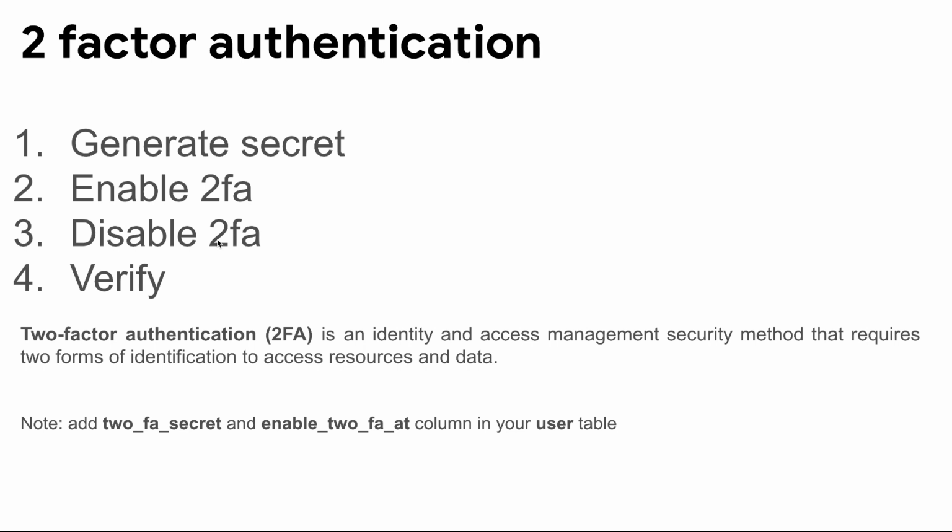Yeah, so what you need to take note of is that you need to add two columns, two FA secret and enable 2FA, in your user table. You should have a user table, and it already has data like your email, your name, your password. So you just need to add those columns, and they must not necessarily be what I have here. This can be token, for example.